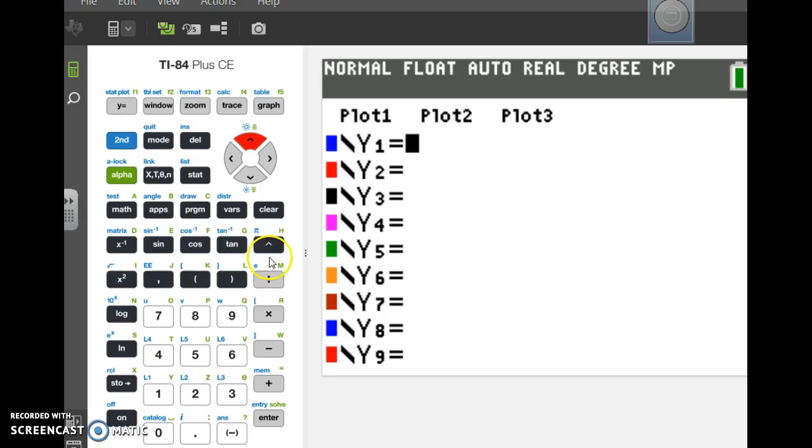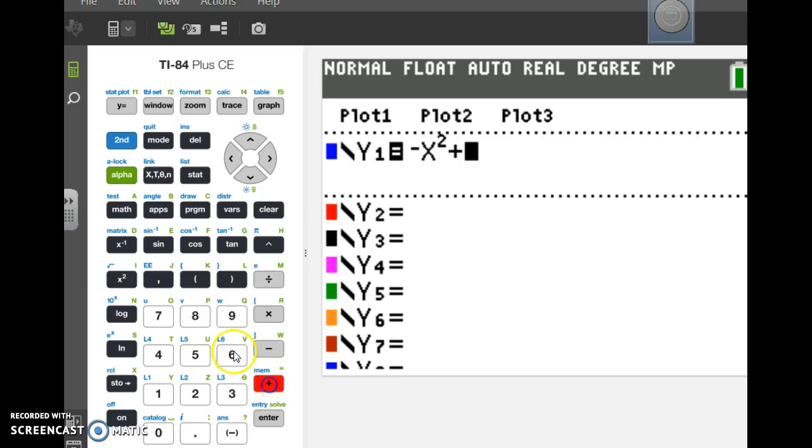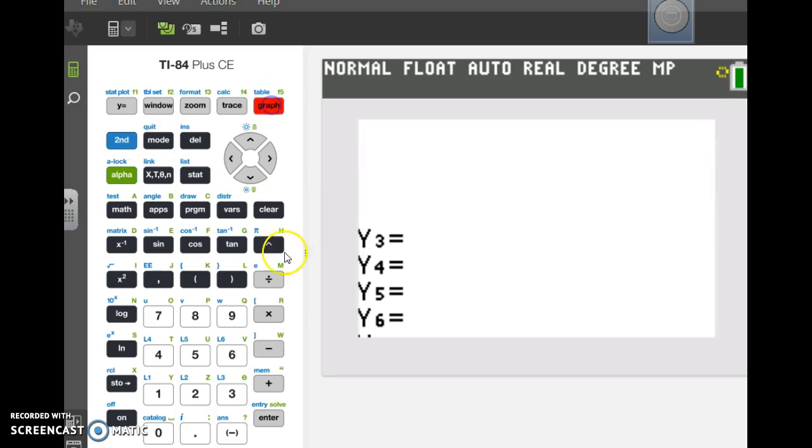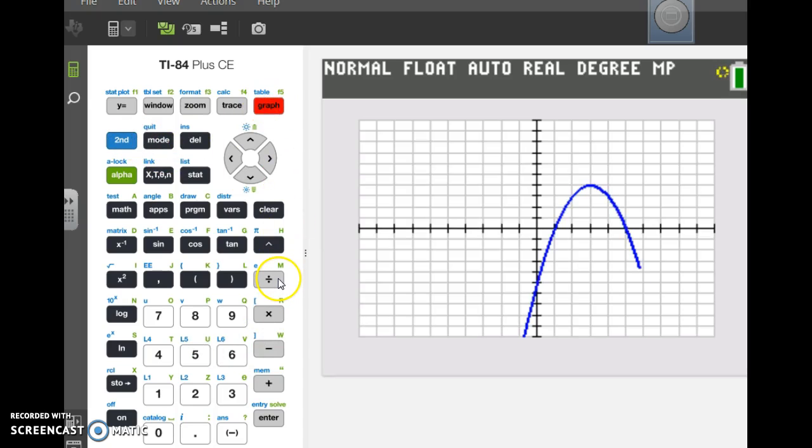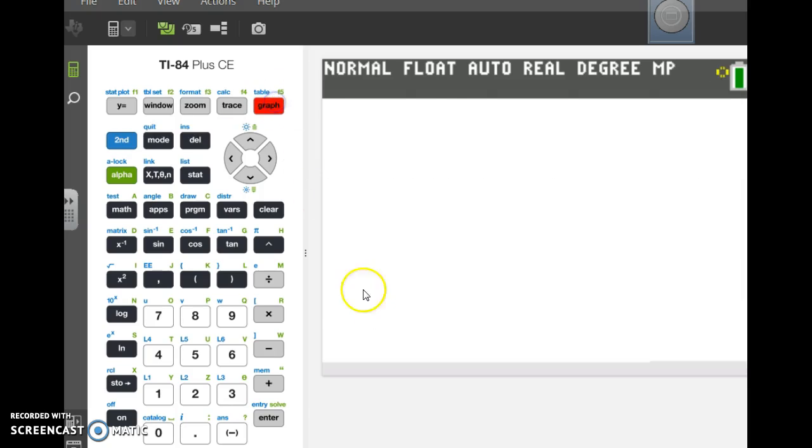So let's grab my calculator. In the y equals, we want to put negative x squared plus 6x minus 5. And I'm going to go to graph it, and it's going to look like that. All right, so I want to find my vertex. My vertex is going to be at 3, 4. Let me check my graph here.